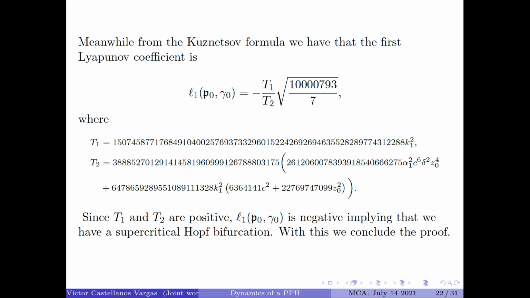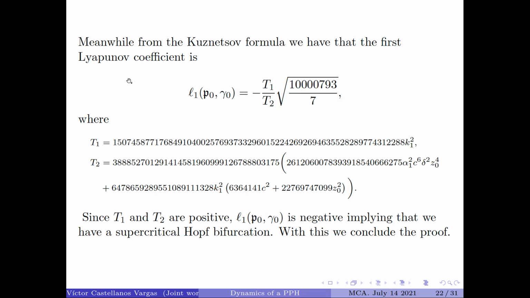So, from the Kuznetsov formula, we have that the first Lyapunov coefficient is this one, where T is a very big number, and T2 is also a big number. But these numbers T, T1 and T2 are positive. And then the first Lyapunov coefficient is negative, implying that we have a supercritical Hopf bifurcation. And with this one, we conclude the proof of the theorem.